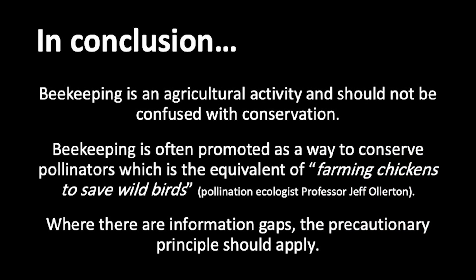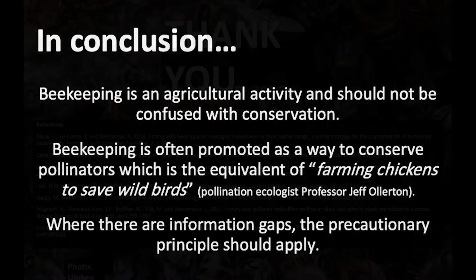So to end off, I'd like to highlight a few points. I do know that it's quite complex within the organization, and as I mentioned, each department has their objectives and has their things that they need to achieve. So it is about finding that balance, which is in itself difficult, but I must highlight that beekeeping is an agricultural activity and should not be confused with conservation. Beekeeping is often promoted as a way to conserve pollinators. I like this comparison, which is the equivalent of farming chickens to save wild birds. So where there are information gaps, the precautionary principle should apply. Thank you.